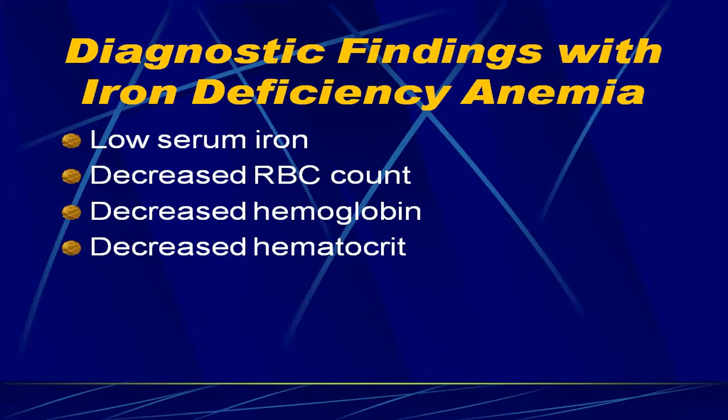With our diagnostic findings with iron deficiency anemia, the person may have a low serum iron level. They may also have a decreased red blood cell count, decreased hemoglobin, and decreased hematocrit. Because we don't have iron, we don't have those hemoglobin molecules being manufactured, and it may also affect the manufacturing of red blood cells as well.